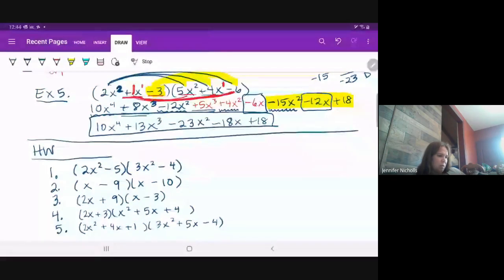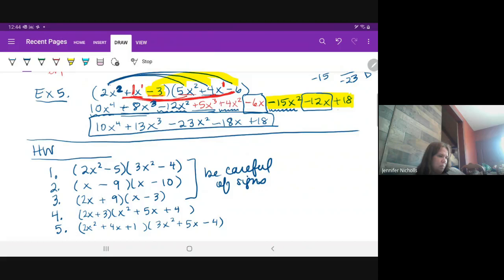I'm figuring out what homework number this one is. And be real careful on the signs of the first 3, okay? Be careful of signs. Okay. This is 32.